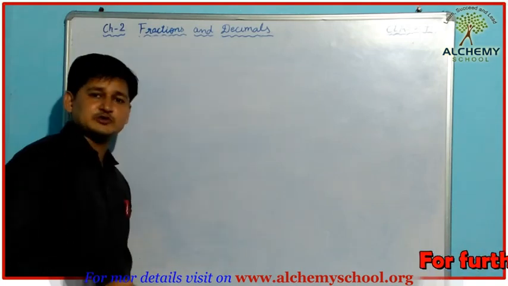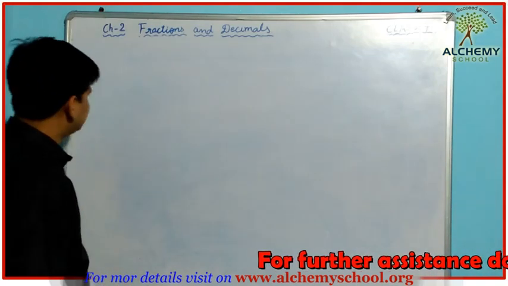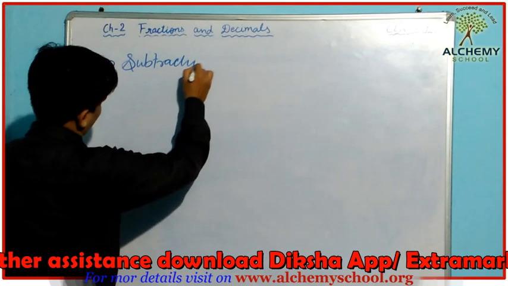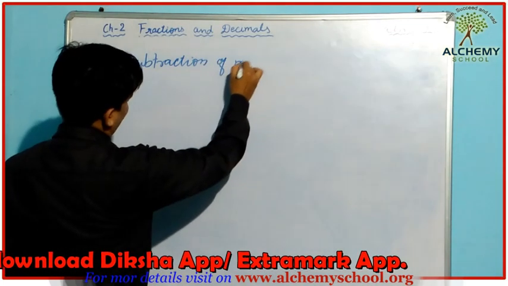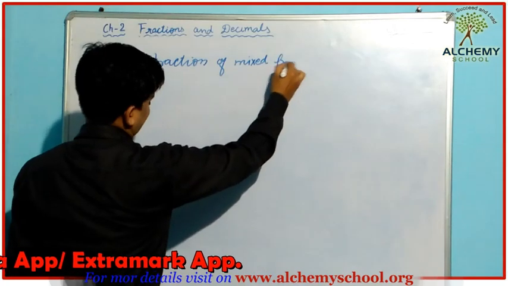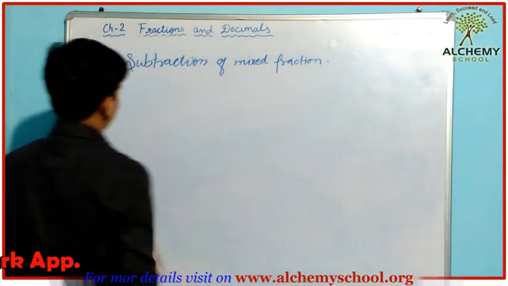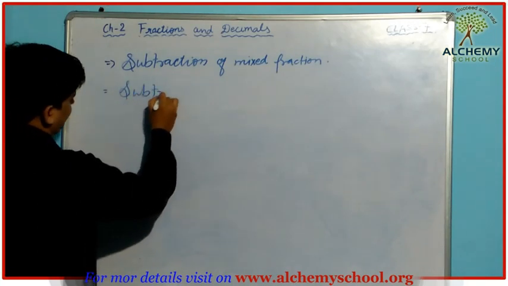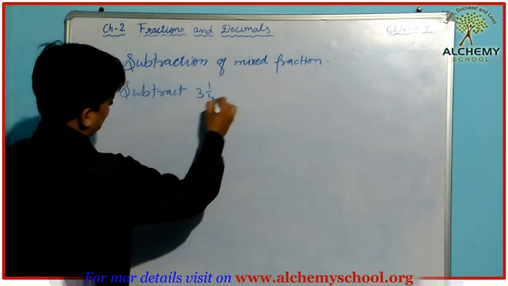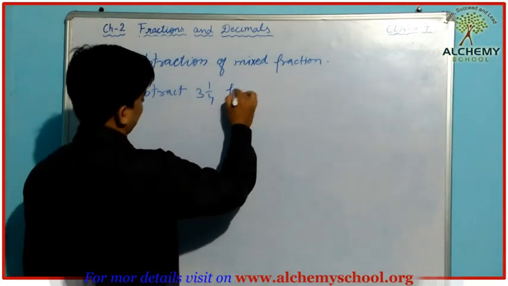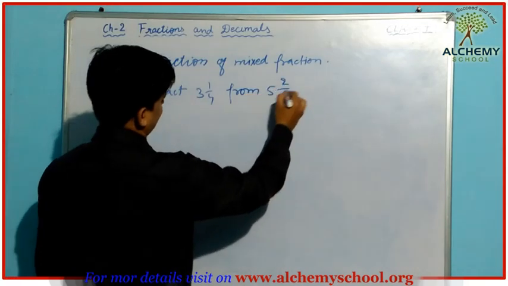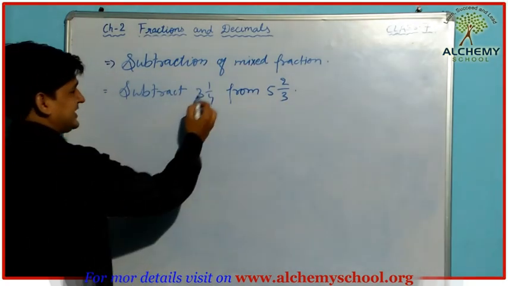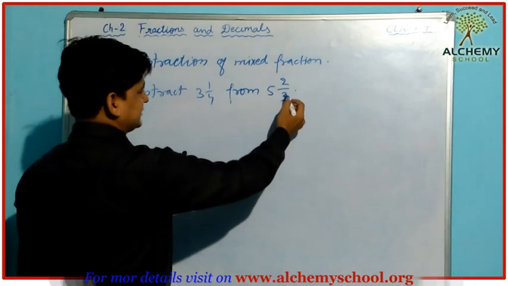Now we are going to learn how we can subtract two mixed fractions. Subtraction of mixed fractions. Suppose we have an example here: subtract 3 1 upon 4 from 5 2 upon 3. So we are going to subtract 3 and 1 upon 4 from 5 and 2 upon 3.